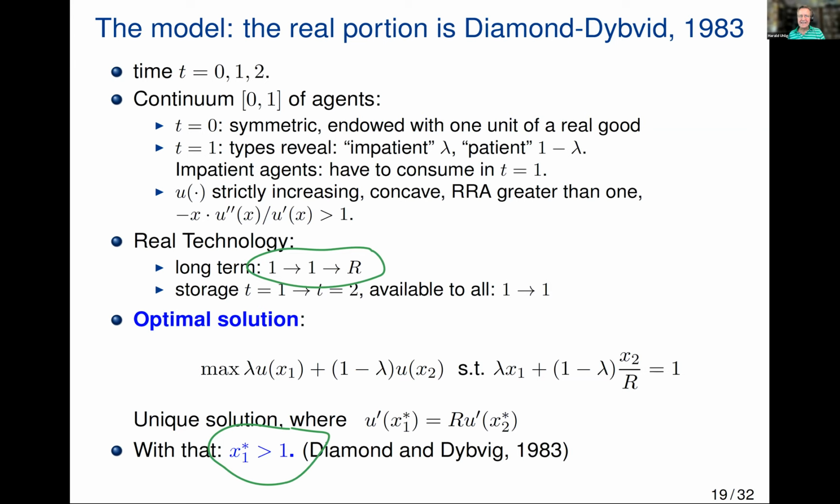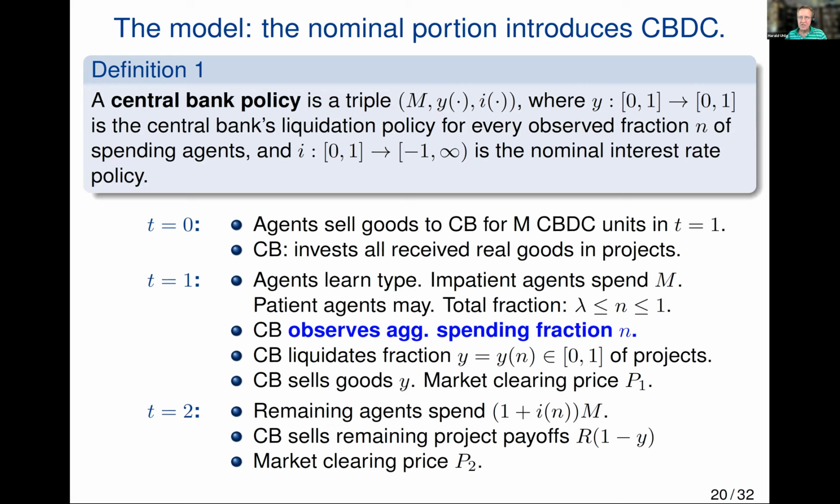We layer over that the nominal model in which the central bank now introduces the CBDC. What do we mean by that? The central bank is now running these projects, so we have to say what the central bank does. It takes the real goods from the agents and gives them M CBDC units at T equals one. You can think of that as an interest rate on some amount that they got at time zero, at price level P equals zero. The only thing that happens at time zero is that agents want to know how much M they have at T equals one. That's a key thing here, and that's why we shortcut that too.